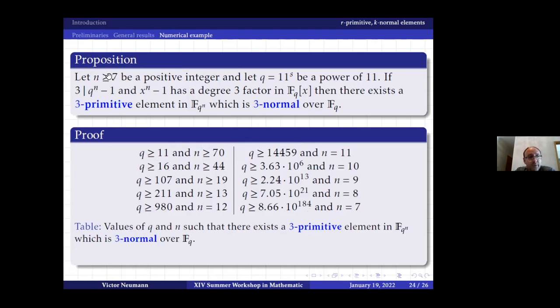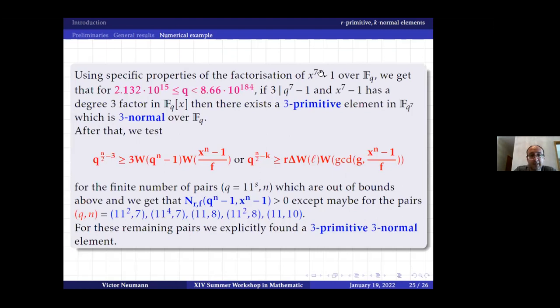We put here n greater or equal than 7 because we have the condition k less than n over 2. If n is equal to 6, then 3 would be equal to 6 over 2, and the result before doesn't work. So we put n greater or equal to 7. But for n equal to 7, this number is very, very large. So in fact, for this specific case, we use the factorization of x to the 7 minus 1, and we get a more satisfactory bound here.